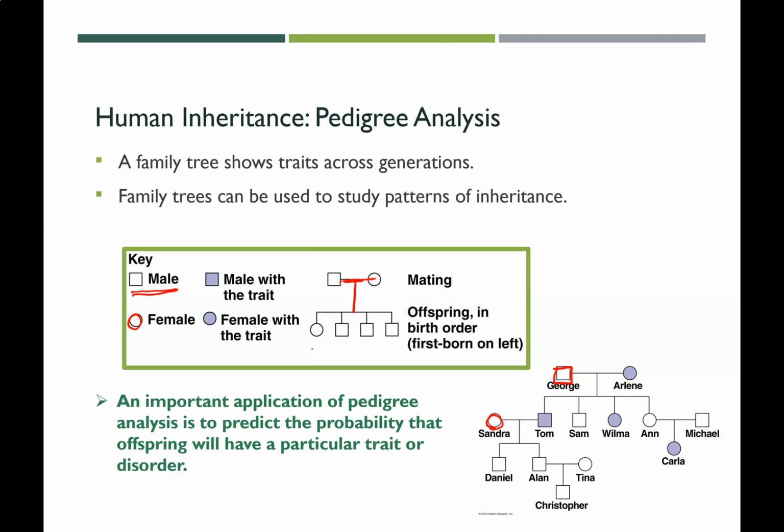So this is often used to determine the type of inheritance pattern of a trait. This might be dominant or recessive. And then you also have to determine if it is autosomal or sex-linked, which means it is found on the X chromosome. For every pedigree that you are given, you are going to be asked to determine if it's dominant or recessive and if it is autosomal or sex-linked. So throughout this video, we'll talk about all of those.